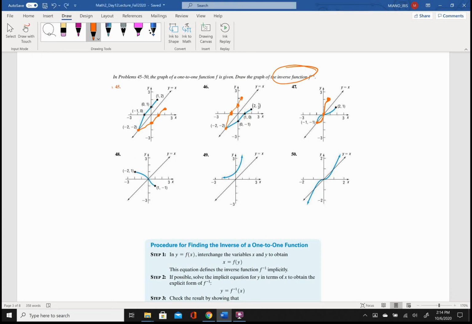Hold on, let me get rid of that marker. Okay, so if the original function has (-2, 1), then we should go (1, -2). So where's (1, -2)? Well, it's right here. And then the other end will be at (1, -1) for the original function, so (-1, 1) should be the end of it here. So like right there. Okay, and how does it go?